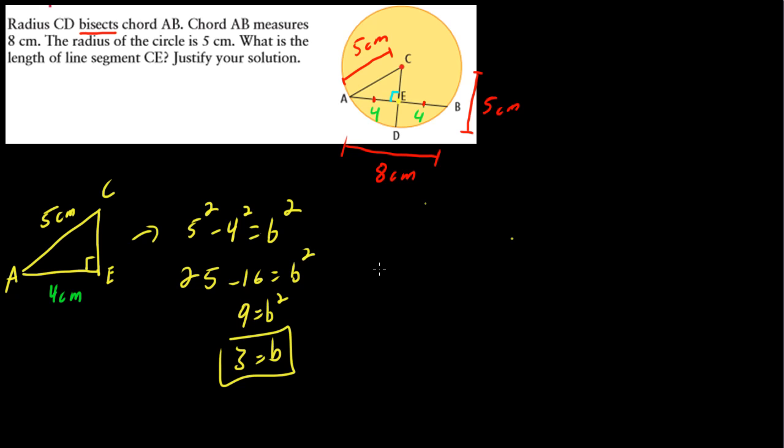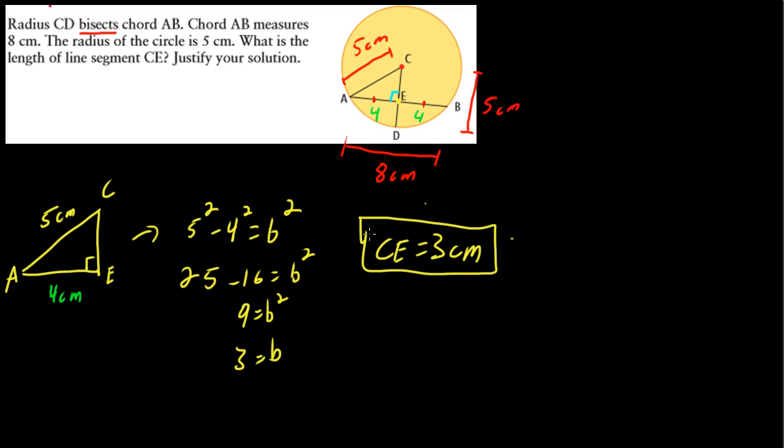That's our answer here. CE is going to be equal to, oh, you know what? I don't like that. I'm going to erase that. CE, this is a little bit better, equals 3 centimeters. Now I can box that one off. I didn't really want to box the other one there.